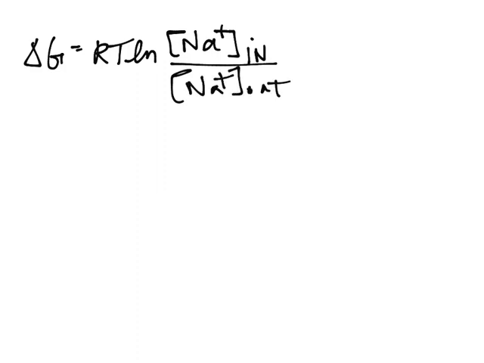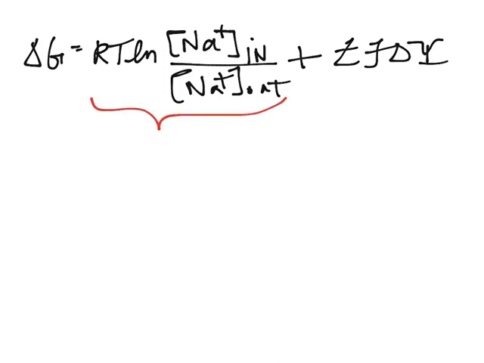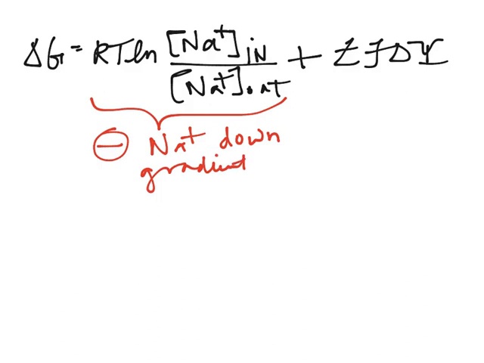So there's my concentration component, plus ZF delta psi. Sometimes you'll also see Z represented as n, but it's still the charge. So what I can do is look at these two terms and think about how they should end up based upon what I know conceptually. For example, when I look at this concentration term, I know that when I do this calculation, the end result should be negative. I should get a negative delta G contribution because sodium is going down its gradient. So there should be a negative free energy associated with that.